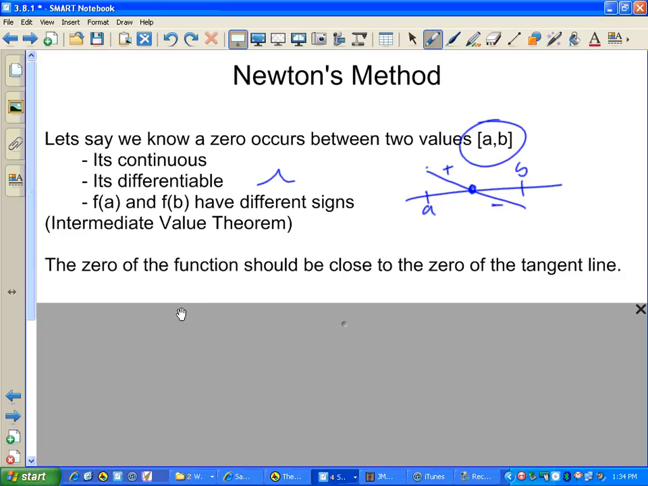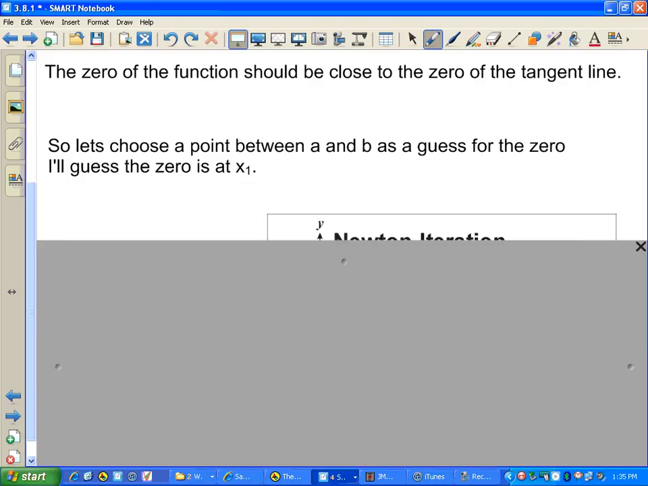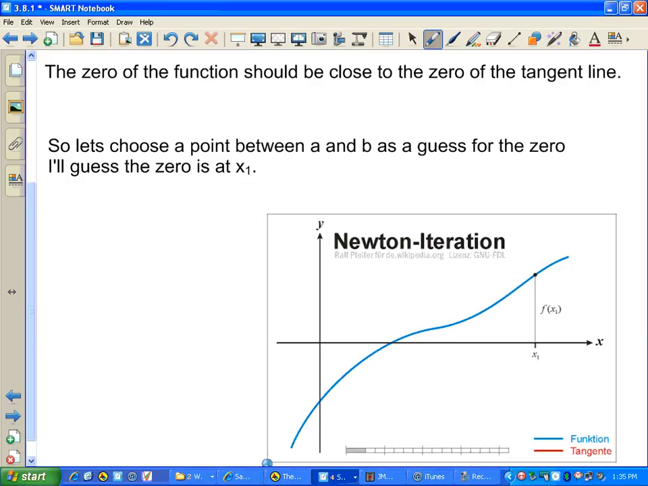So Newton's method is based on the fact that if you have a 0 of the function, that 0 should be close to the 0 of the tangent line. So I'll kind of draw a picture of what that means. Okay, let's say we've got this blue function here. And somewhere between, let's say, 0 and whatever value this is up here, so this could be my A, and this could be my B, it's crossing 0.